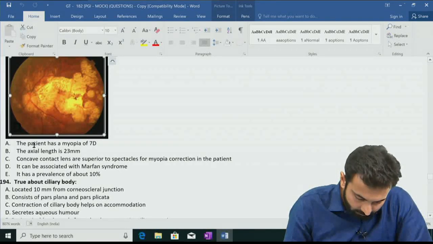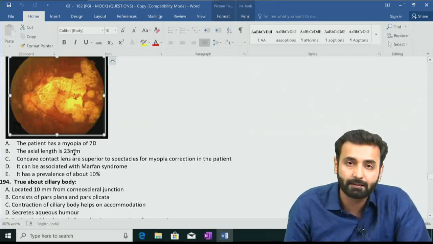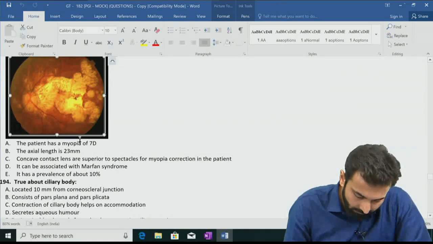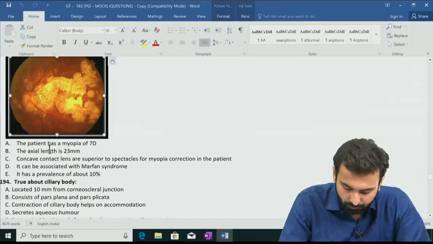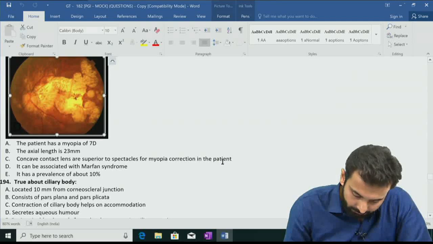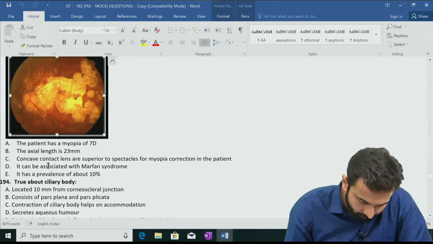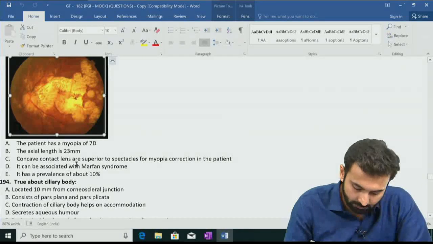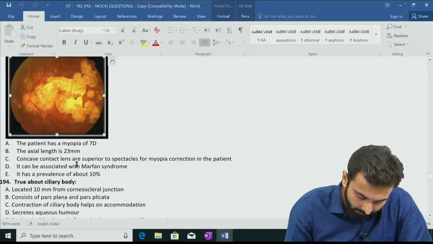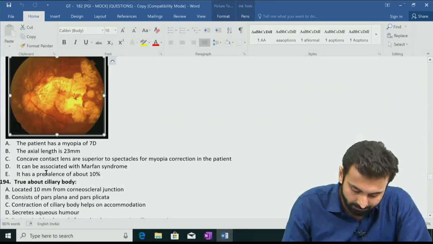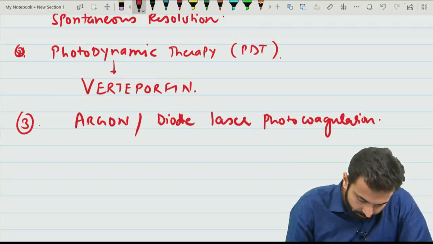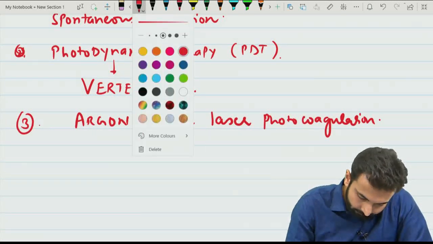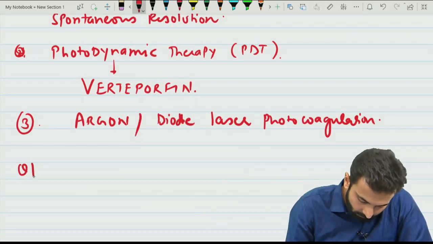Option B is the axial length is 23 millimeters. No, this is not true. Option C is concave contact lenses are superior to spectacles for myopia correction in the patient. Yes, this is also true. Option D is that it can be associated with Marfan syndrome. Yes, it is also true. And option E, it has a prevalence of about 10%. This is false. So let us discuss question number 193 briefly about the myopic fundus.